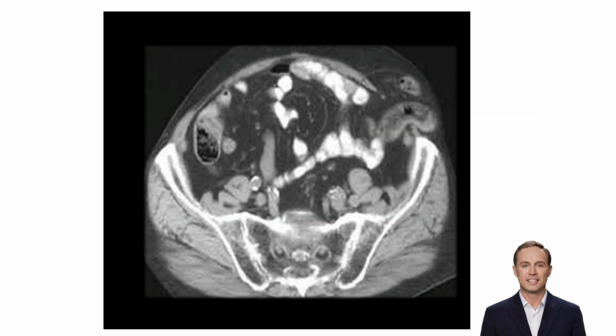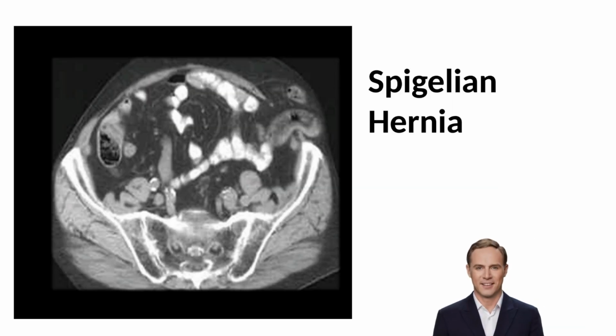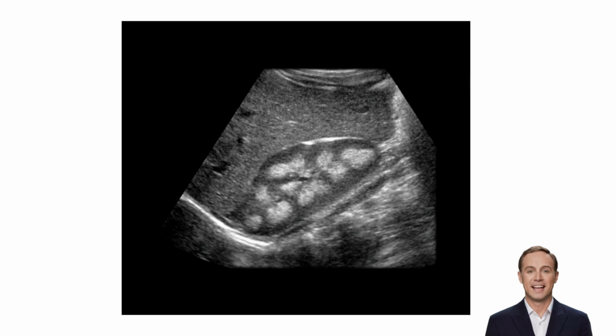This is another CT section from the abdomen. What's the diagnosis here? We see some defect on the left side with herniation of bowel loop. This was a case of Spigelian hernia. Spigelian hernia is a type of ventral hernia in which the defect is along the semilunar line. Let's see the next case now.